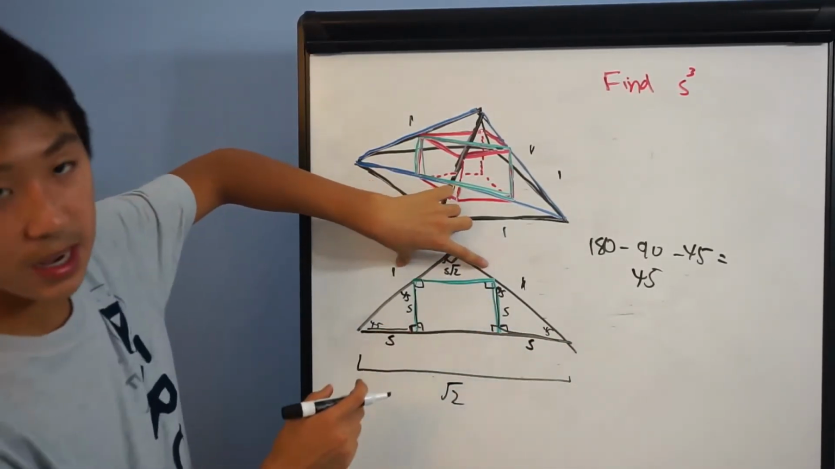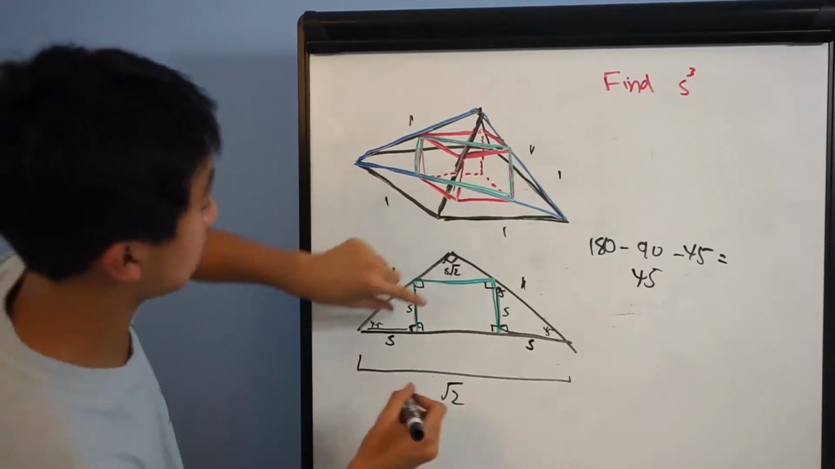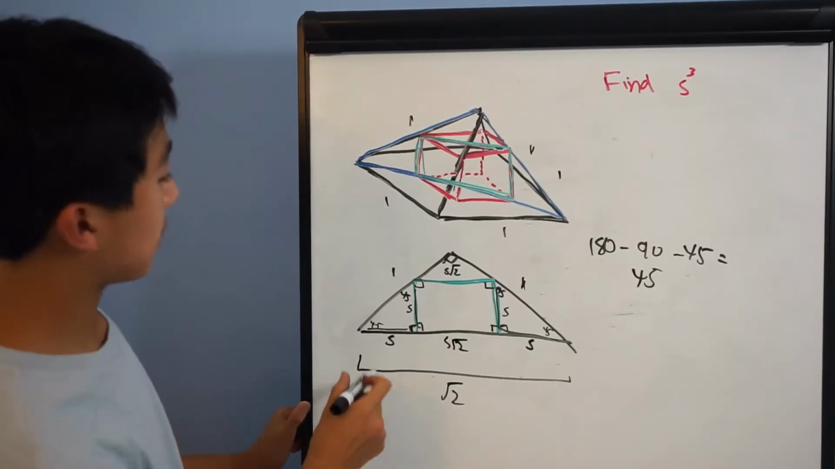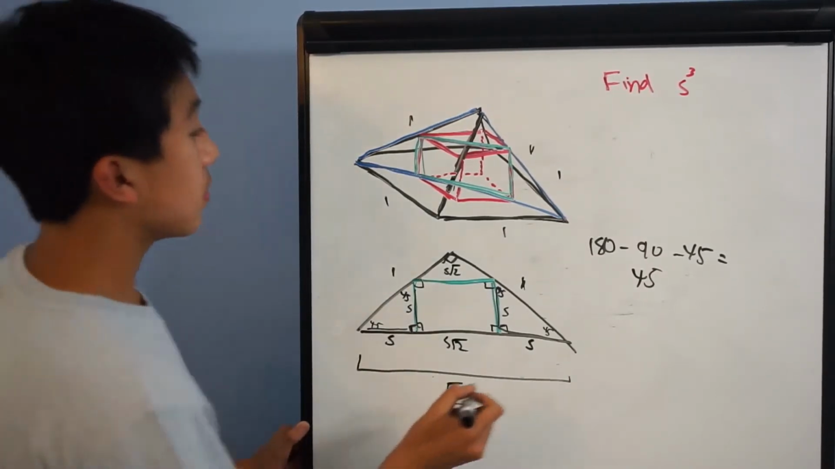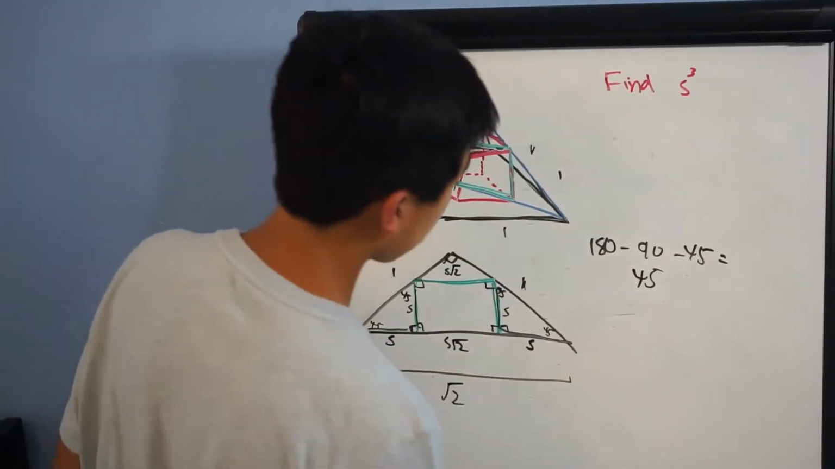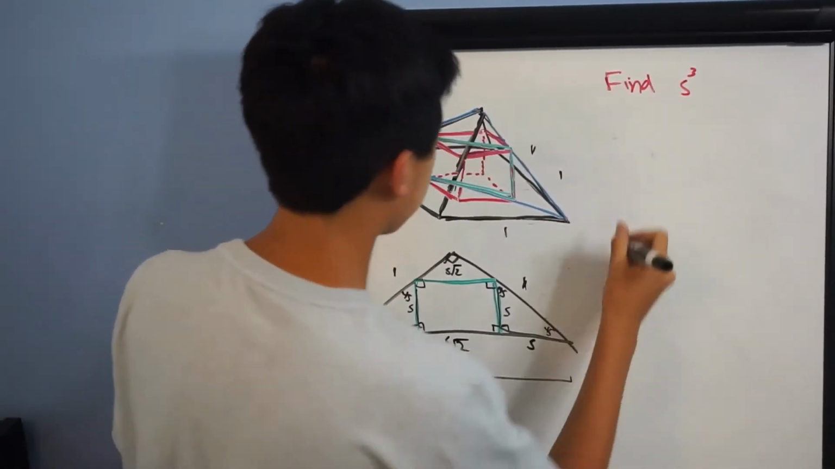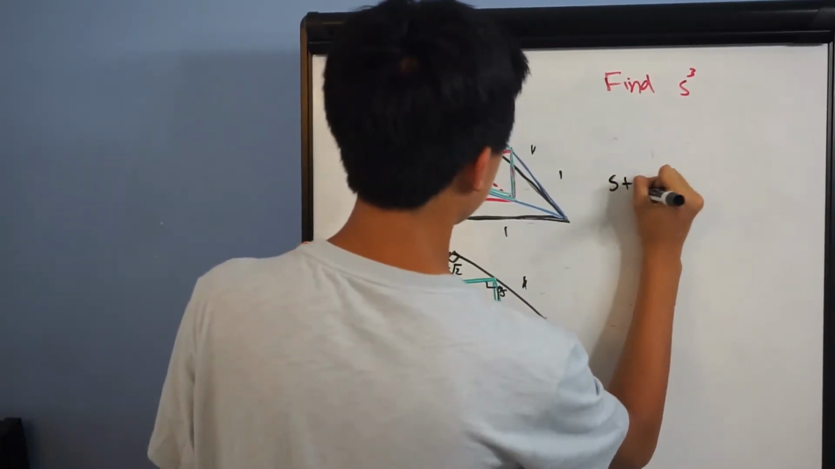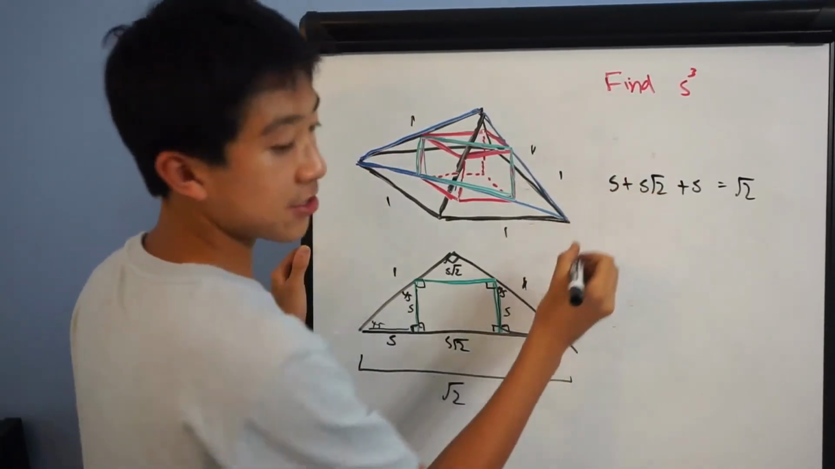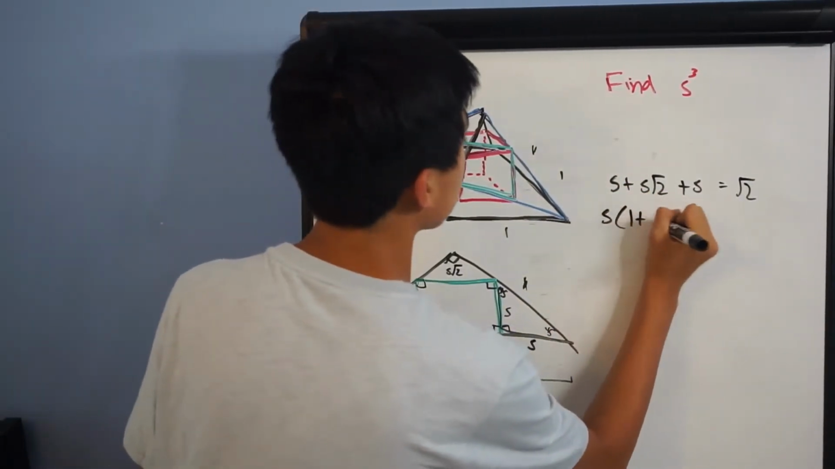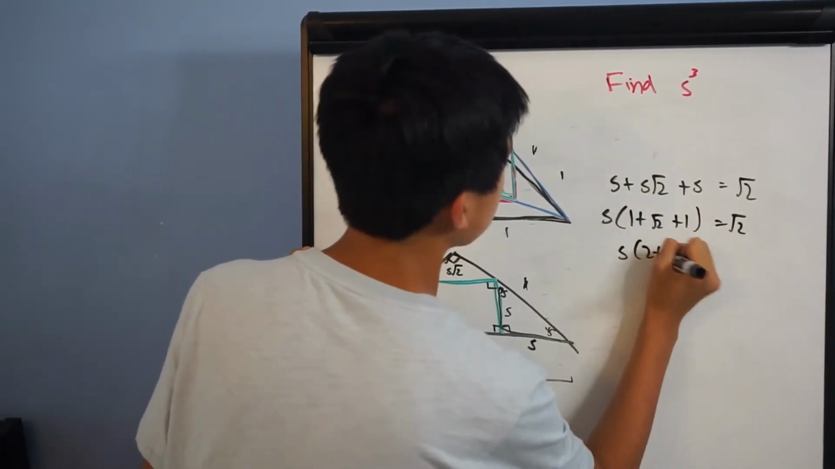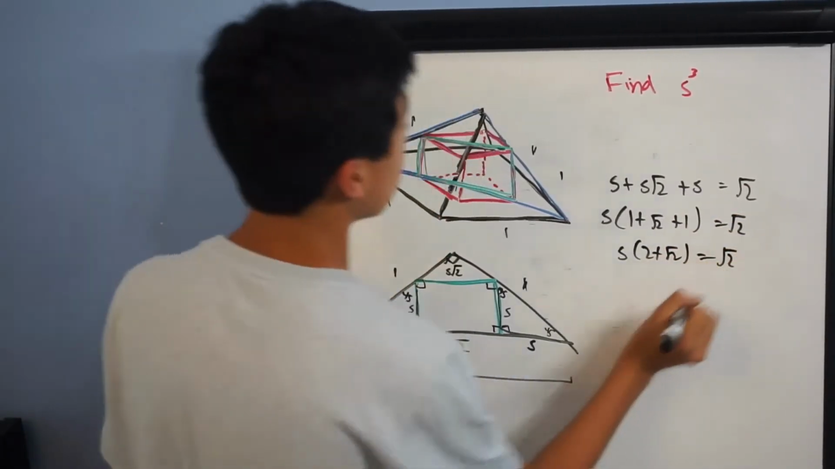And since we know this side of the rectangle is S root 2, this is also S root 2. So now we have an expression in terms of S. We have S plus S root 2 plus S equals root 2. Erasing this, we're almost done with the problem. S plus S root 2 plus S equals root 2. So let's factor out the S. We have S times 1 plus root 2 plus 1 equals root 2. S times 2 plus root 2 equals root 2.